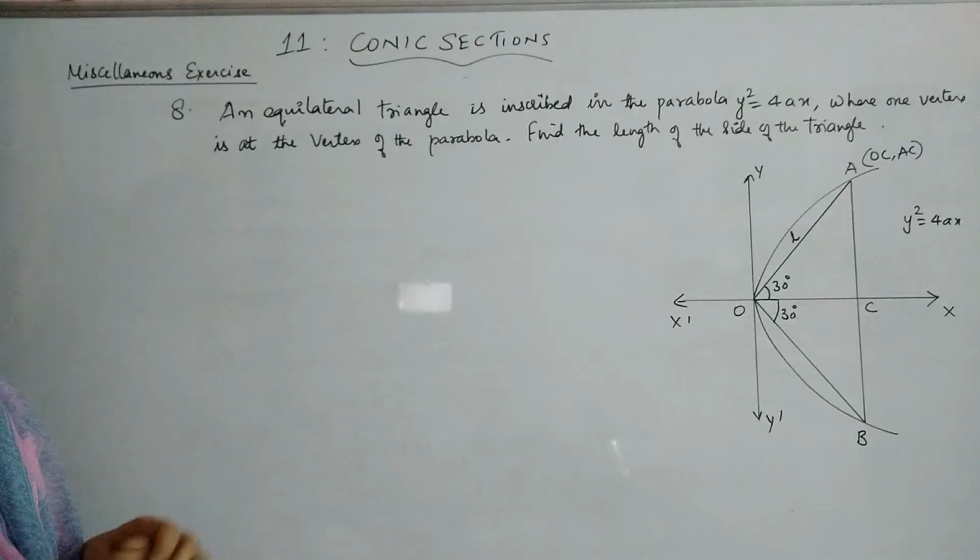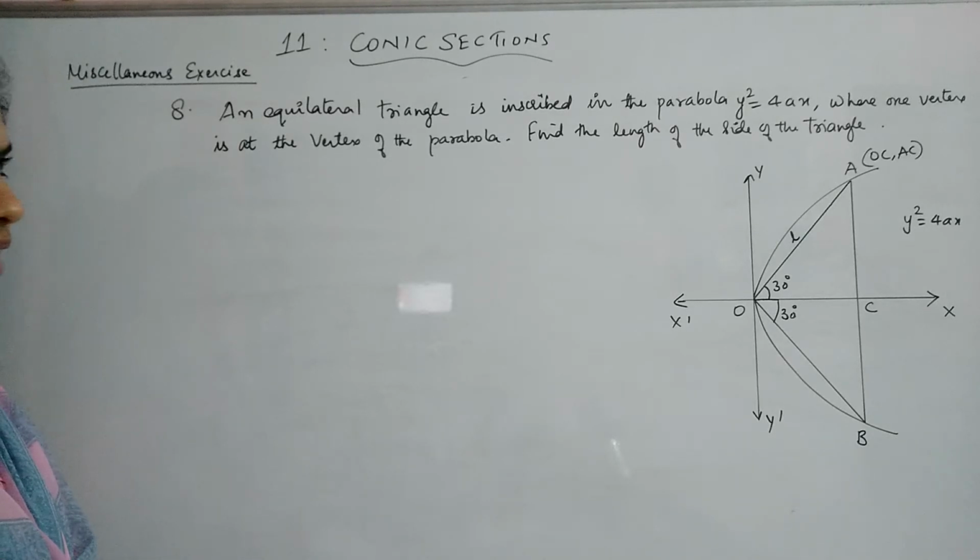Okay. Question number 8 is, an equilateral triangle is inscribed in the parabola y square equal to 4ax, where one vertex is at the vertex of the parabola. Find the length of the side of the triangle.